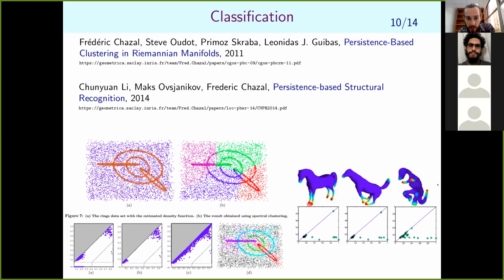And you can select a point on your animal and grow balls according to this geodesic distance. You obtain a filtration of your horse, and you can consider its persistent homology. And well, by doing that, they compare barcodes and they obtain a very nice classification of species.